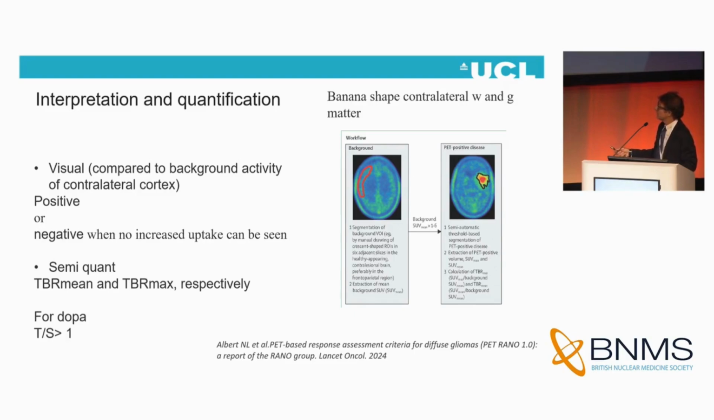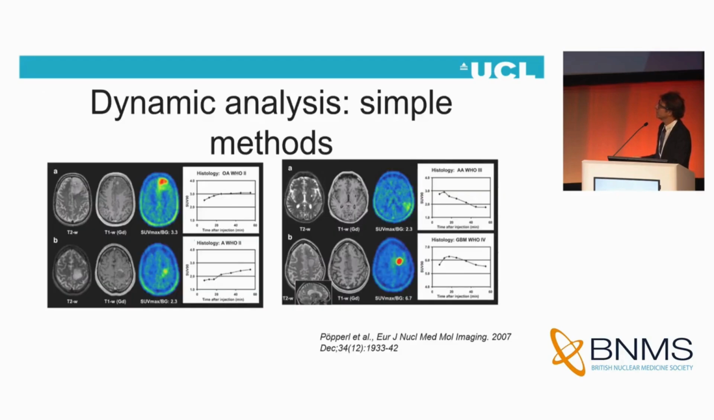The common literature says that a threshold of TBR of 1.6 correlates with aggressiveness, and for DOPA, the tumor to striatum ratio of more than 1 is another parameter to consider for the tumor grading and evaluation of recurrent disease. Also, different thresholds have been proposed, including the time to peak for the dynamic analysis, or the SUV max, the increase or decrease of SUV max per hour.